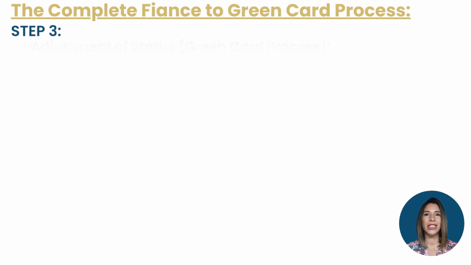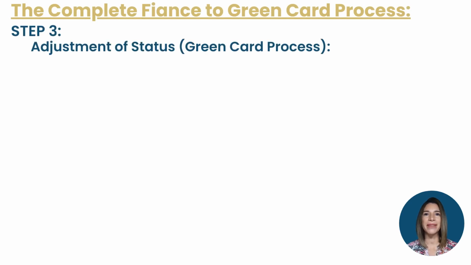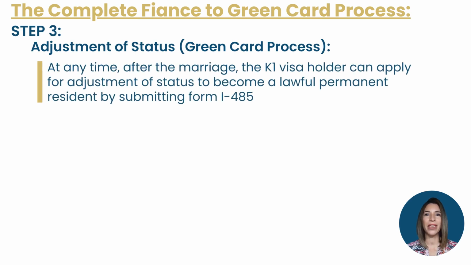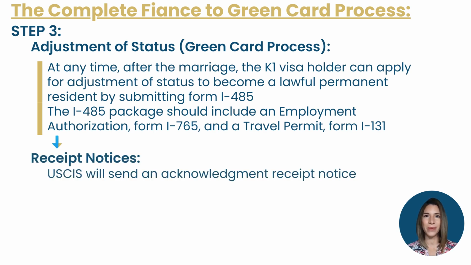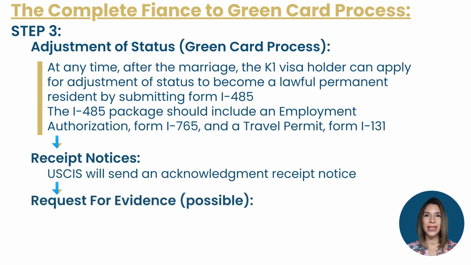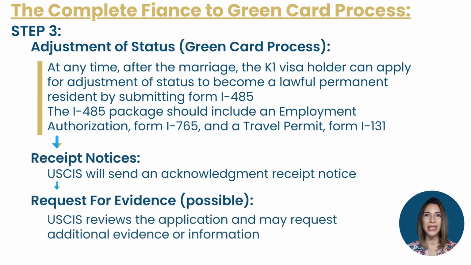Step 3. Adjustment of status, green card process. At any time after the marriage, the K-1 visa holder can apply for adjustment of status to become a lawful permanent resident by submitting Form I-485. The I-485 package should include an employment authorization, Form I-765, and a travel permit, Form I-131. Receipt notices. USCIS will send an acknowledgement receipt notice. Request for evidence, possible. USCIS reviews the application and may request additional evidence or information.